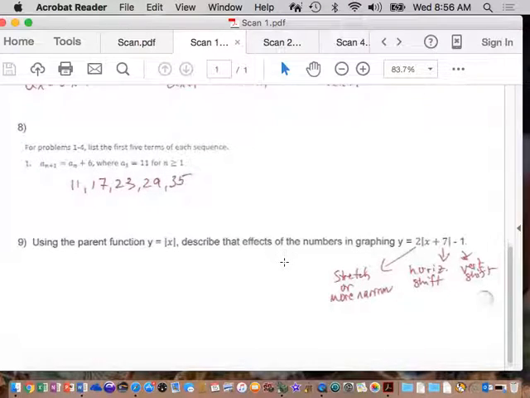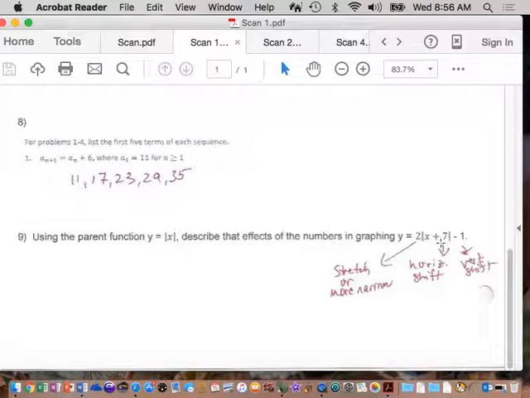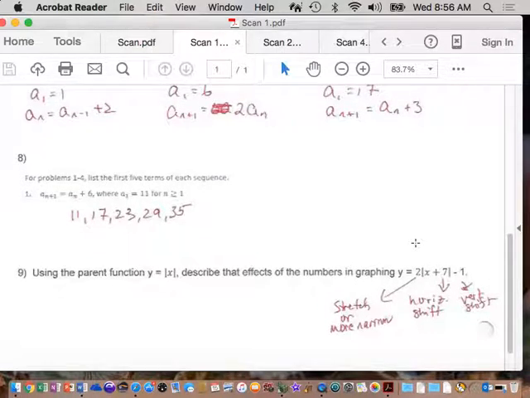On our test the other day, we did very well at realizing that this is horizontal shift. It's 7 to the left. This is vertical shift. It's down 1. This stretches it up or makes it taller or more narrow. They tend to use the word narrow on the Regents exam.